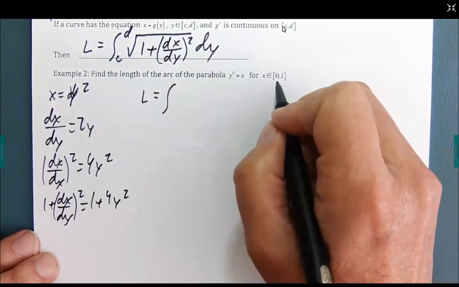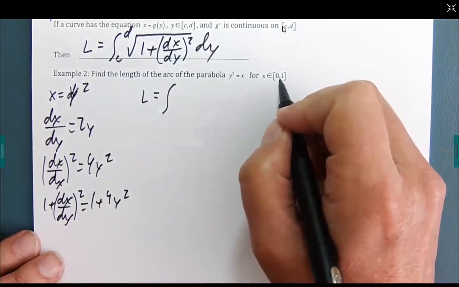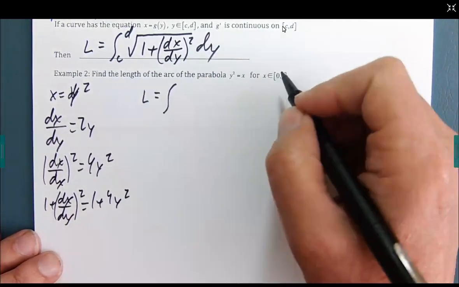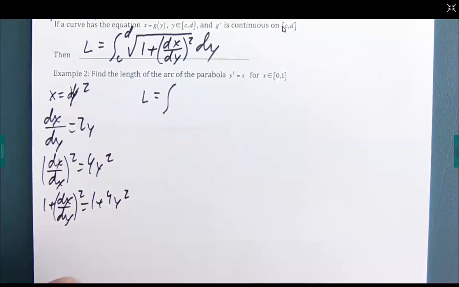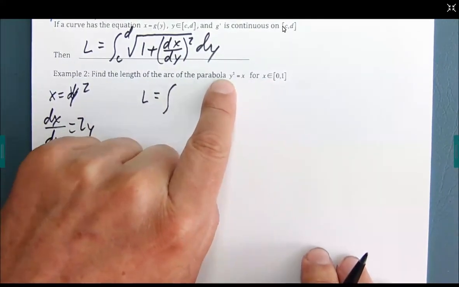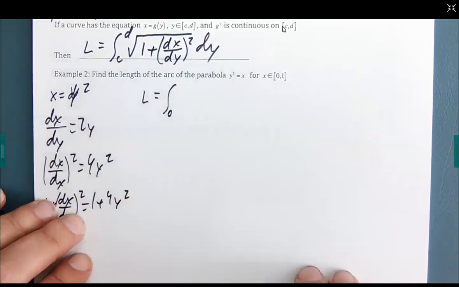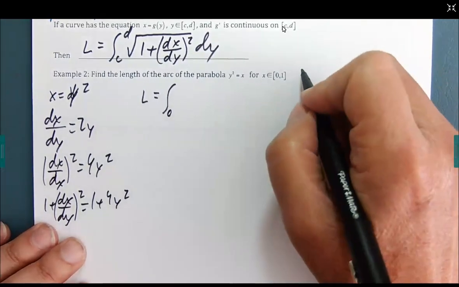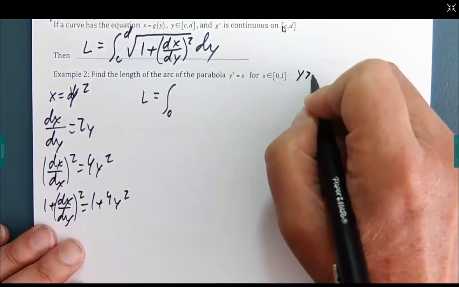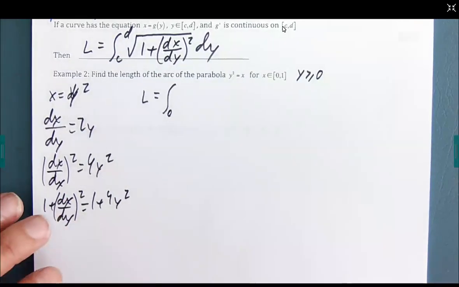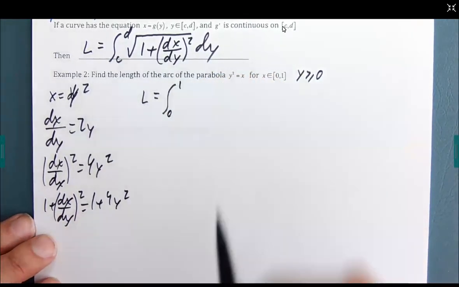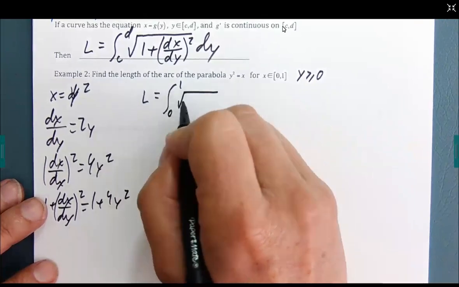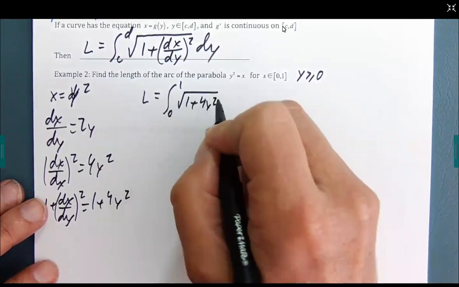Now we have x goes from 0 to 1, and we need to know the y version of that. Here's where it gets a little weird. When x equals 0, y also equals 0. And when x equals 1, y also equals 1. We actually end up with plus or minus 1. I'm going to add a piece here. I'm going to say that y is positive in this case, so that we're just going to deal with the top half of the parabola and not the bottom half as well. And we end up with the integral of the square root of 1 plus 4y squared dy.